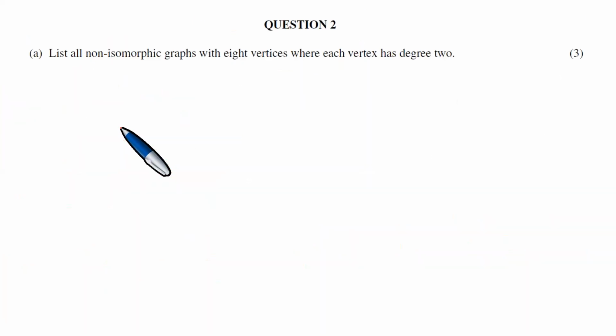Right. In the next question, you need to list all non-isomorphic graphs with 8 vertices, where each vertex has degree 2. How many graphs are there? Okay, this is a kind of question where you need to draw by experiment. You need to experiment with this. So if you say there are non-isomorphic graphs with 8 vertices, where each vertex is degree 2.